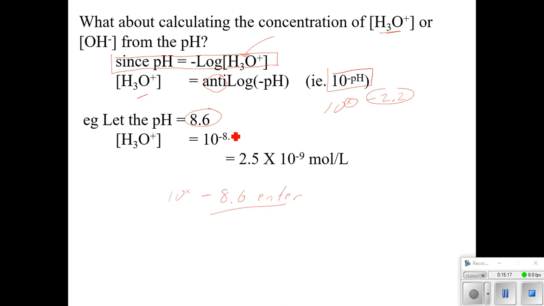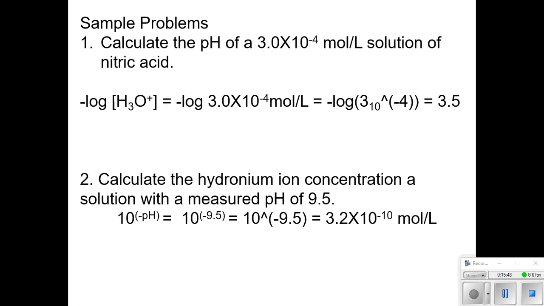What you end up with is, if we have the pH that's 8.6, the exponent for the concentration is going to be very close to that. It's going to be between 8 and 9, and that's exactly what this number is. 2.5 times 10 to the negative 9 is between 8 and 9, and the concentration is in moles per liter. Don't forget to always include the units if there are units. There are no units for pH, but there are units for concentration, and that is moles per liter.